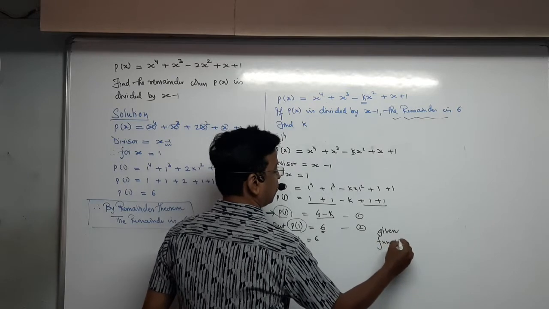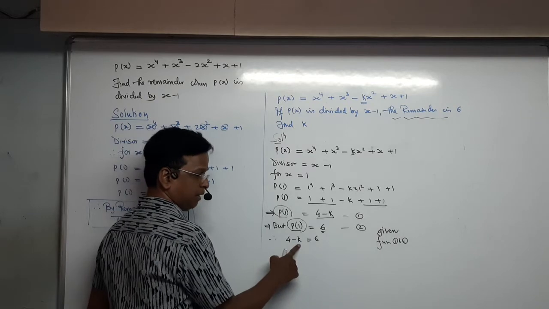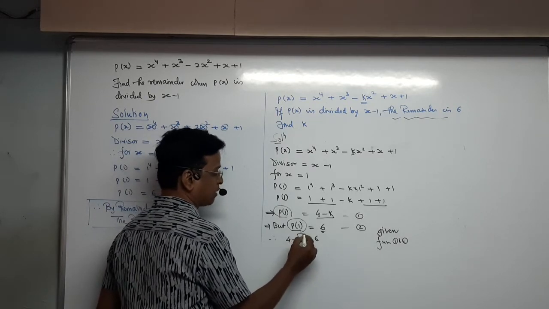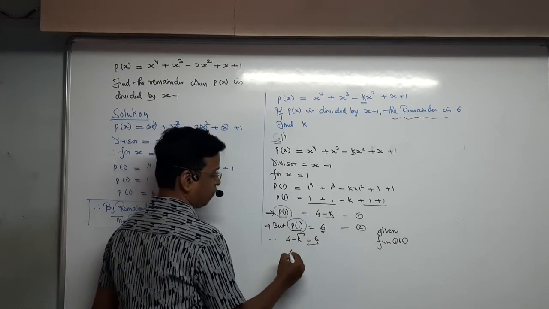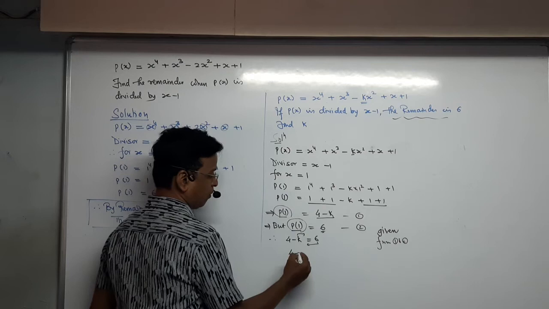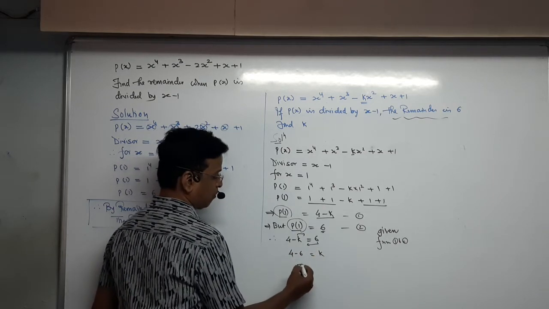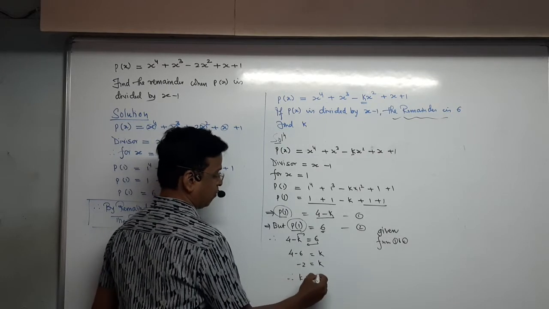From 1 and 2, now you have to find the k. Because k is negative over here, I will shift k to that side and I will bring 6 to this side. So what will I get? 4, 6 will come over here, minus 6 is equal to k. 4 minus 6 is what? Minus 2 is equal to k. Therefore k is equal to minus 2.